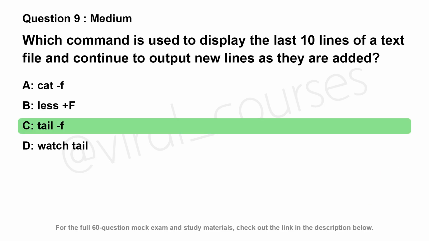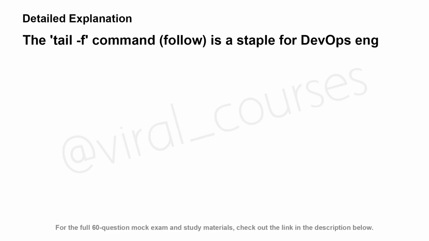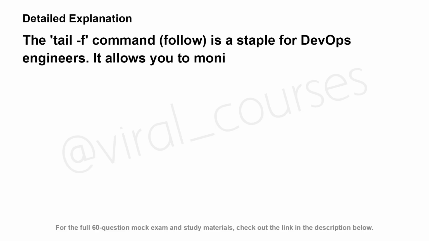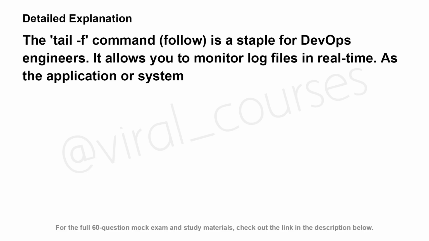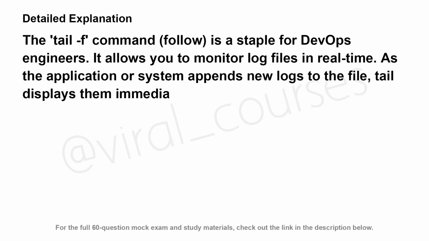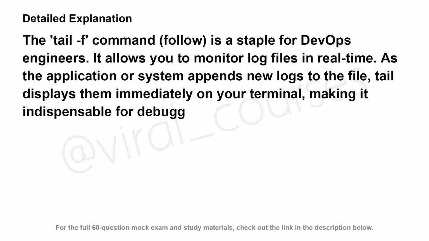The correct answer is C. The tail -f command, follow, is a staple for DevOps engineers. It allows you to monitor log files in real time as the application or system appends new logs to the file. Tail displays them immediately on your terminal, making it indispensable for debugging live deployment issues.